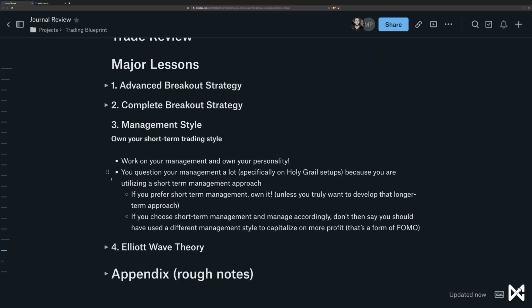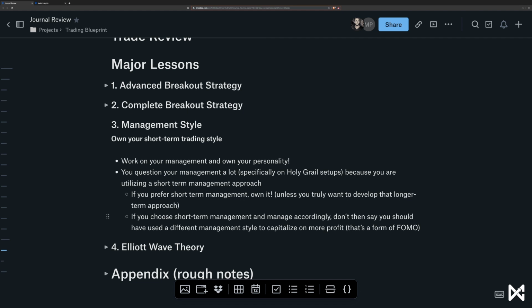Okay, there were a few things here. So own your short-term trading personality, own your short-term trading style. That's the major lesson, right? So points, work on your management and own your personality. You question your management a lot, specifically in holy grail setups, the setups that have beautiful higher time frames, because you're utilizing short-term management approach. So if you prefer short-term management, own it, unless you truly want to develop the longer-term approach.